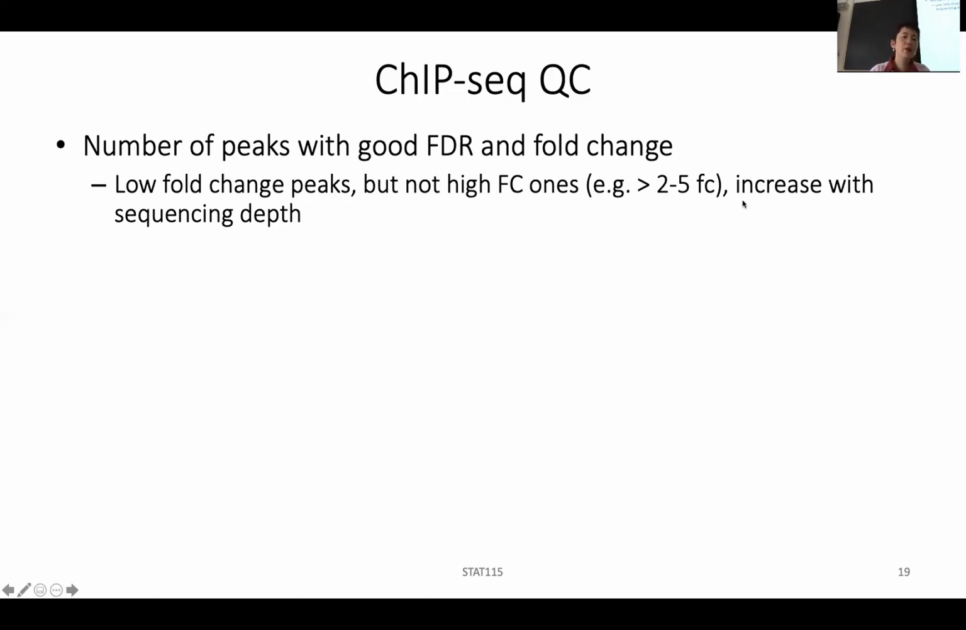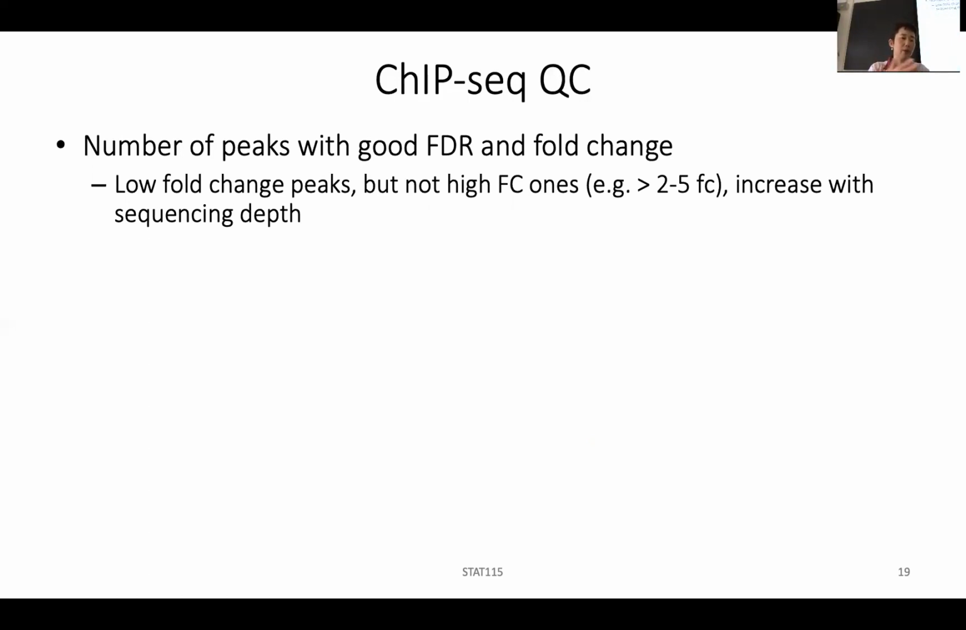By the way, the total number of peaks you detect increases with sequencing depth. This is similar to RNA-seq. You can imagine if you sequence super, super deep, even if the gene expression is slightly different, you might be able to detect it. But if you sequence shallow, or if this gene is short, then your power is limited.